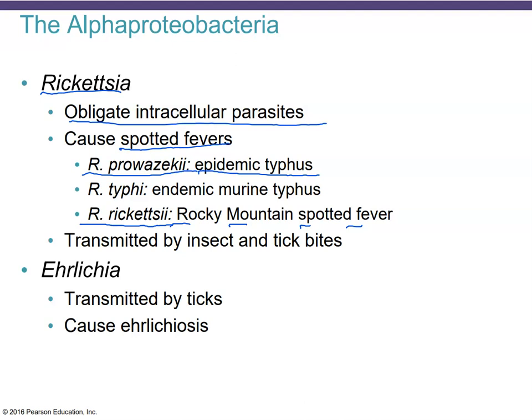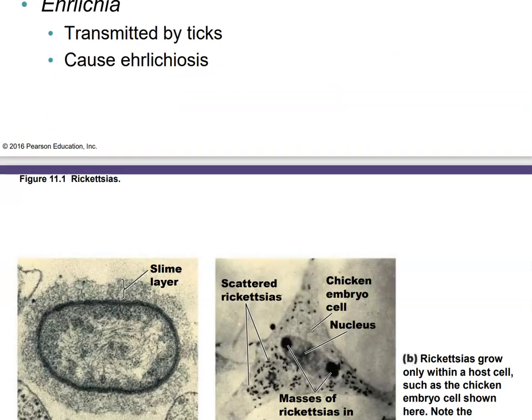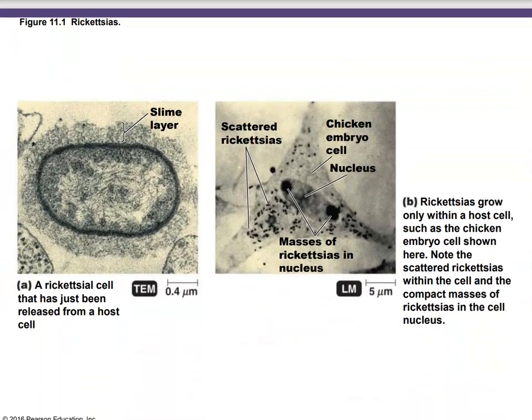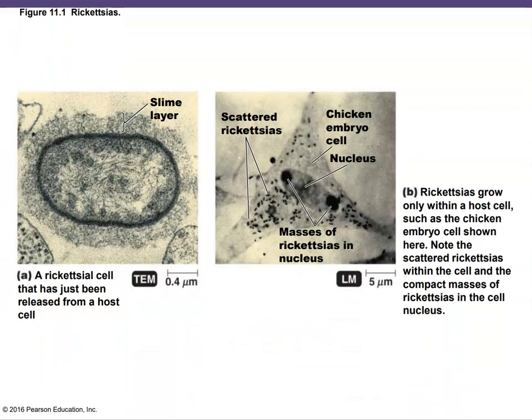And then we have Ehrlichia. They're also transmitted by ticks. They're also alpha proteobacteria, cause ehrlichiosis, which is probably a disease that you've never heard about. It's not very common. But here's a nice picture of rickettsias. They are intracellular parasites, and they're pretty small. So you can see sort of the rickettsias here in the nucleus, masses of rickettsias in the nucleus, and here scattered rickettsias. So scattered ones here, these dark spots. They're pretty small. And you can see that in this larger eukaryotic cell.